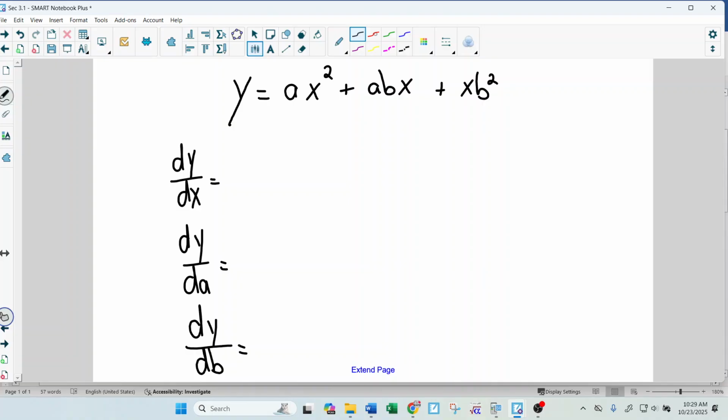So try that. Y is ax squared plus abx plus xb squared. And then find dy/dx, dy/dA, and dy/dB. Give you a second to try that, and then we will come back.